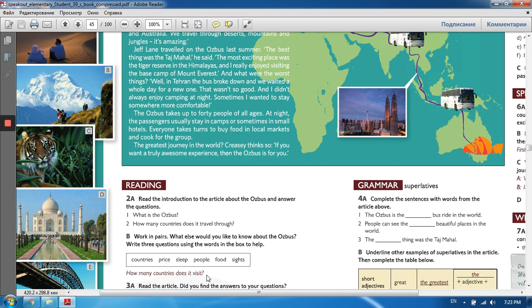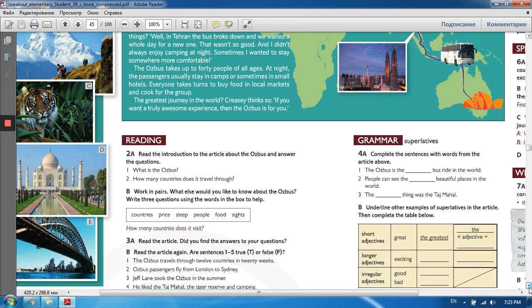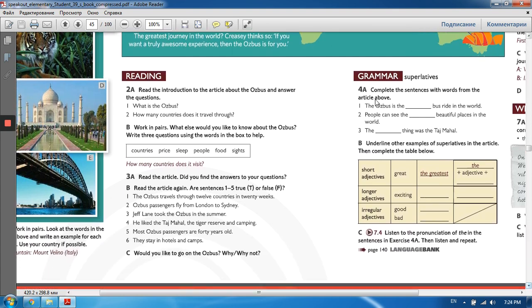And let's ask the third question like that. What kind of food do the passengers use during traveling? I think you can find the answers of these questions in the text. So, exercise 3B. Read the article again. Are the sentences 1 to 5 true or false?